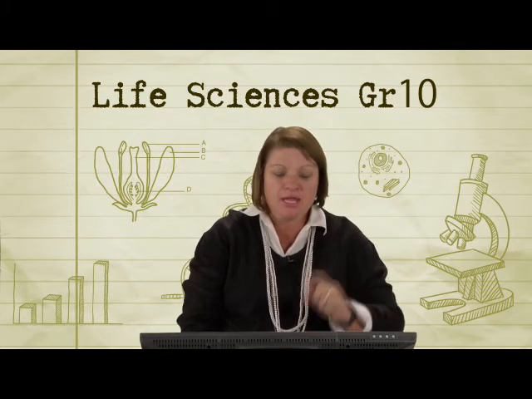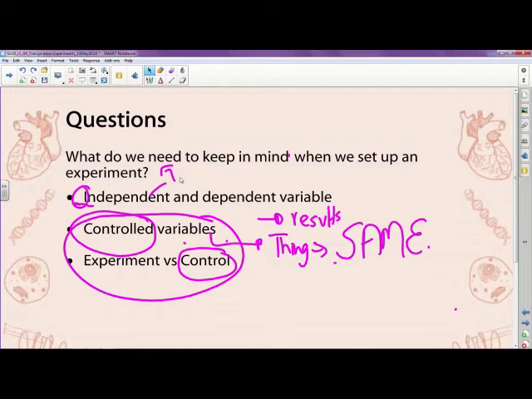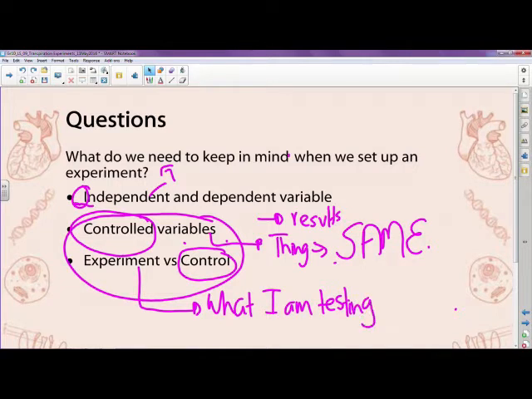accuracy. A control: when I set up my experiment, I don't need a control for all my experiments, but what an experiment is, is set up for what I am testing for. Okay, all right. A control I take out.